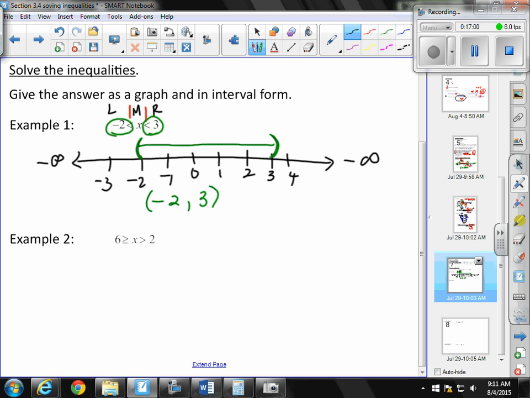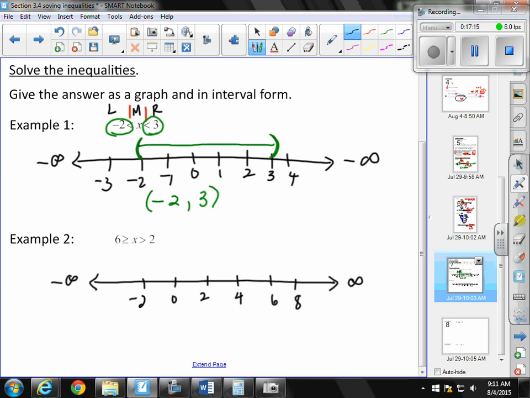My next one, again, it's already solved. I have x in the middle. I'm going to count by 2's this time. And I want the region between 6 and 2. Between 6 and 2. There's my shaded region.